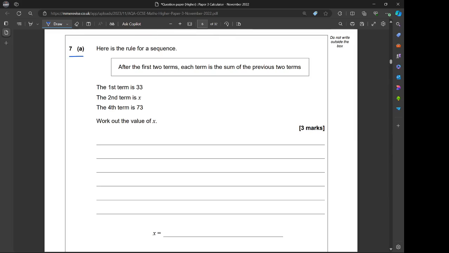So question 7a, guys. Here is the rule for a sequence. After the first 2 terms, each term is the sum of the previous 2 terms. So this is what I call a Fibonacci sequence. The first term is 33, the second term is x, and the fourth term is 73. Work out the value of x. So first term will be 33, then it's x. What would the third term be to my sequence, please?